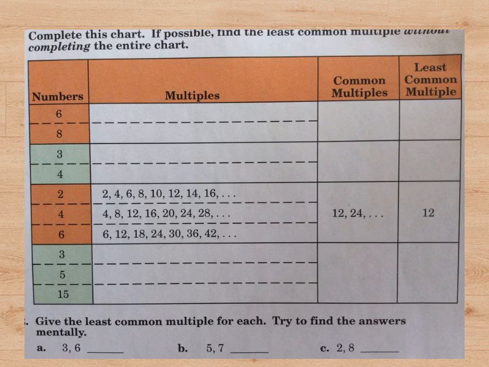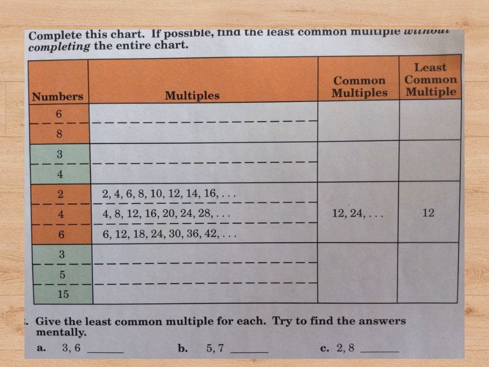Go ahead and look at the next page now. So we're looking at 141. And it's telling us to do the multiples here. We're going to fill out this chart. If possible, find the least common multiple without completing the entire chart. So it's saying, see if you can figure out the least common multiple without doing the whole chart.